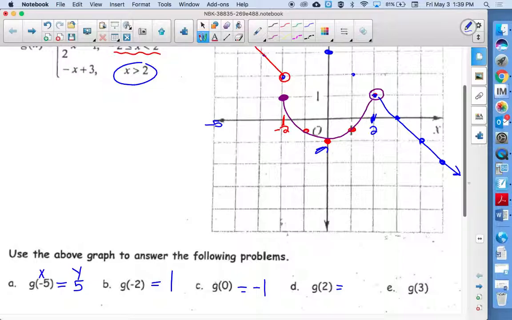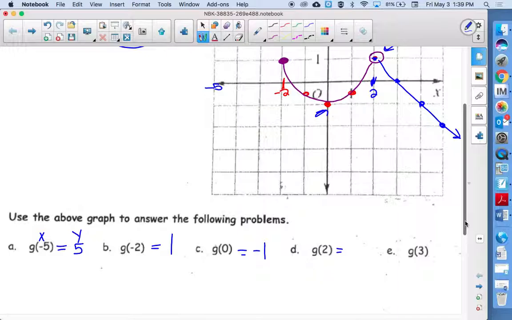Here's g of 2. What's going on at 2? It's an open circle. What does that mean? It's like it's not there. It's not there. So what's g of 2? Nothing. It doesn't exist. She said it's not there because it's an open circle. So at 2, we have an open circle. That point isn't there. So the y value doesn't exist. And then Michael, the last one here, g of 3 is 0. That's your x-intercept. So we have a point at 3 and 0.